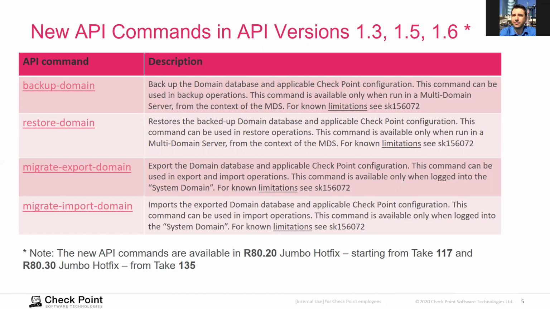So, a quick description. The backup domain command helps us back up the domain database. It is available on an MDS, and we run it from the context of the MDS. So you do not do an mdsenv to the CMA; you do it from the context of the MDS. The same goes for restore domain and also migrate export domain. Of course, we're going to run the API from the MDS, but we're going to see that the command is specific to the system domain. So for migrate export domain and migrate import domain, you're going to see that the API is explicitly referring to the system domain.